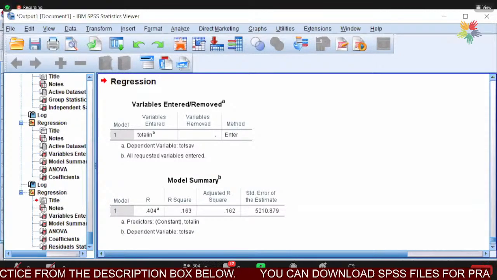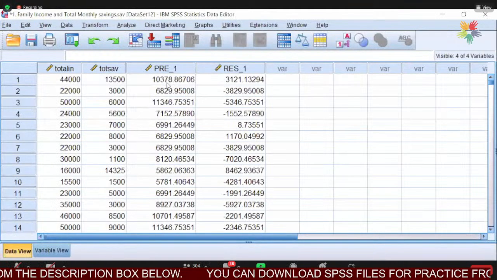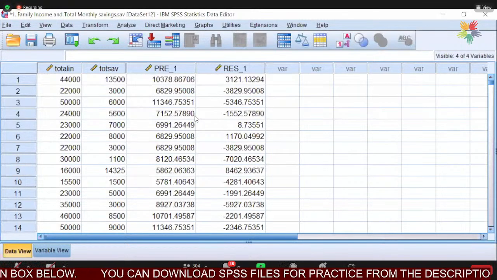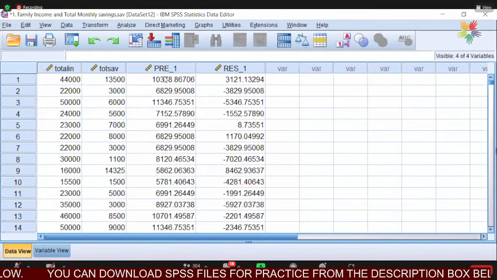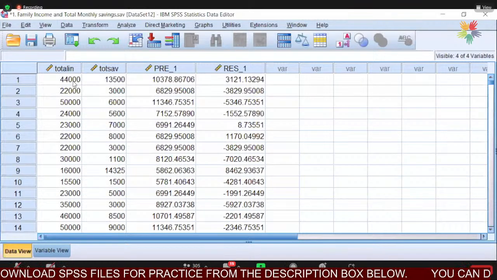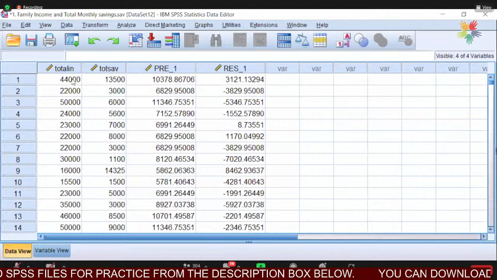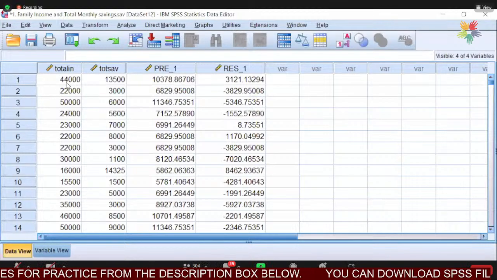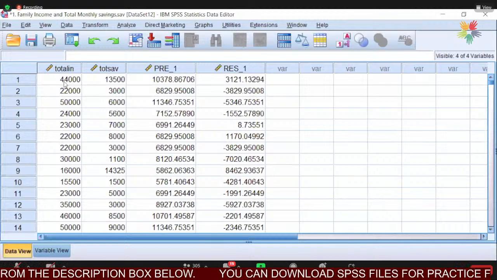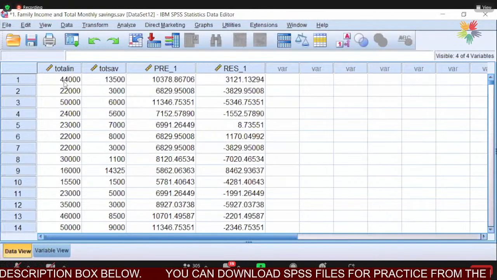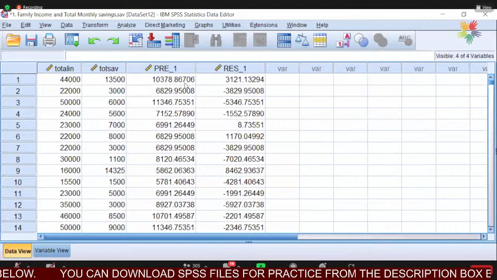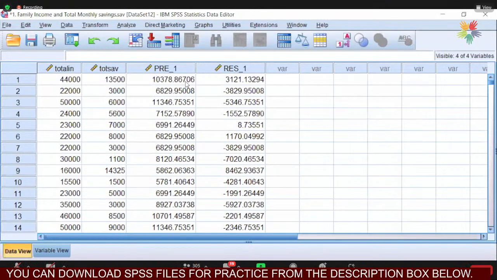Now I have saved two. This is the predicted value. What is the predicted value? Y equal to A plus BX, right? So with that equation, we have the A value and B value. So include the X for every X. X is income, so take this income as 44,000. A is 3,281 plus 0.161 into this one, then you will get this value. This is the predicted value with the help of the equation.